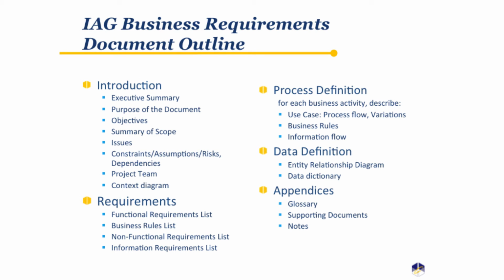The data definition section is a series of tables that describes each entity that's necessary to support the process defined in the previous section. It may also include, and in most cases will include, an entity relationship diagram to describe the relationships between the entities. And finally, of course, we have appendices. One is a glossary. One is a list of supporting documents. One is a place where you can put more detailed notes that arise during the description of the processes. And of course, you can always add to an appendix.